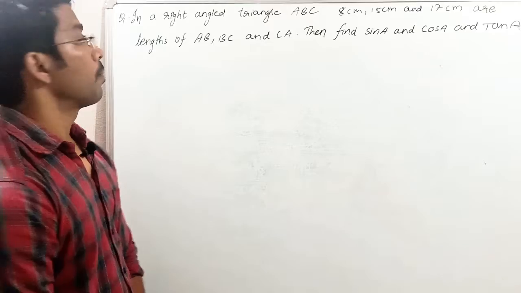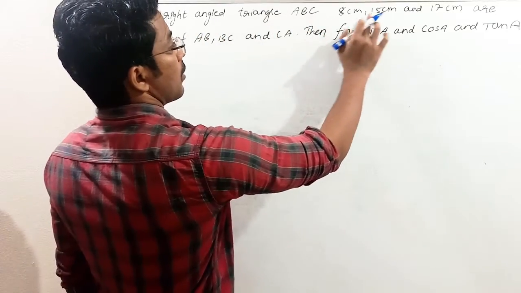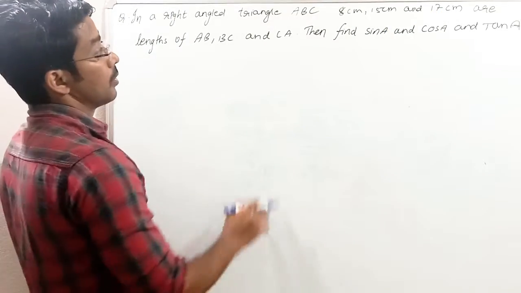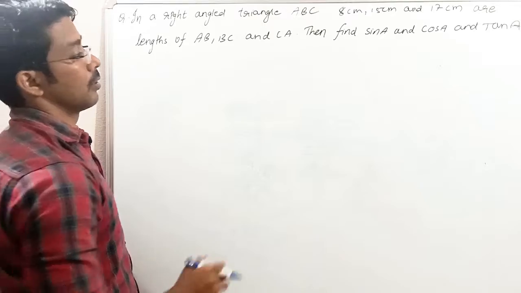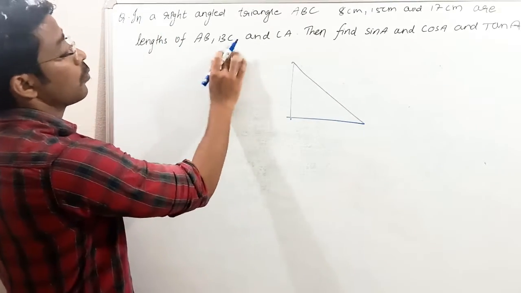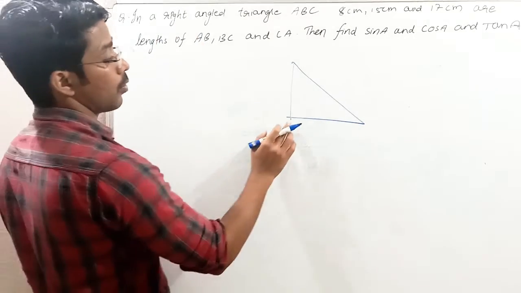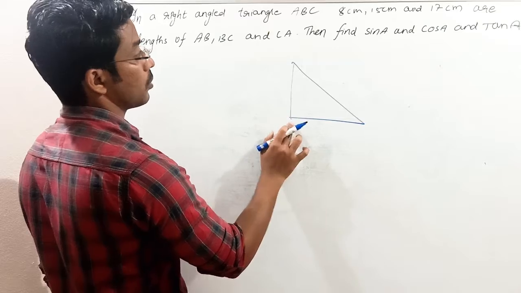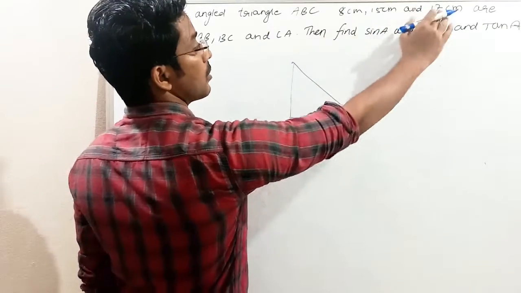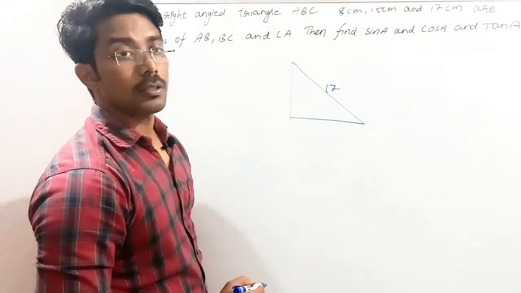Coming to the first problem: in a right angle triangle ABC, 8 cm, 15 cm, 17 cm are the lengths of AB, BC and CA. He is saying that it is a right angle triangle, so it should have a 90 degree angle. To find the position of the right angle, first we have to find the longest side. Why? The longest side is the hypotenuse. In a right angle triangle, the hypotenuse is the largest side.